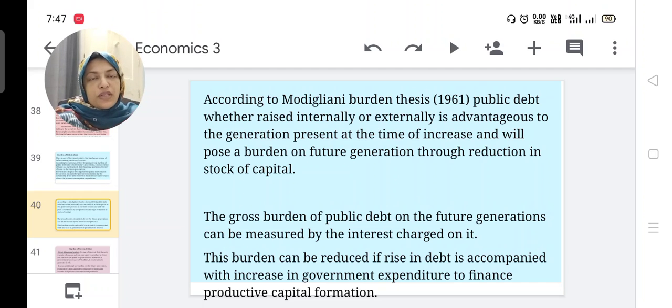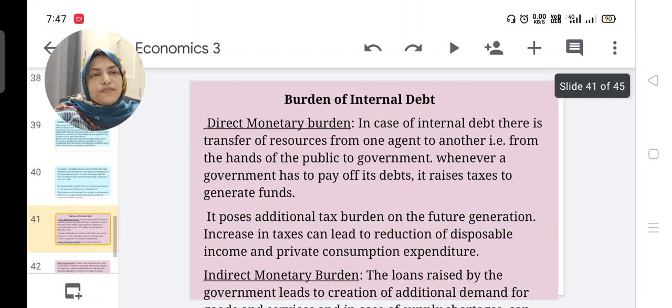In the near future, when we are taking a loan from a bank, we should pay a high rate of interest. Similarly, in the case of public debt also, this burden can be reduced if a rise in debt is accompanied with an increase in government expenditure to finance productive capital formation. If this debt money is used for productive capital formation, then we can repay the amount in a good manner.